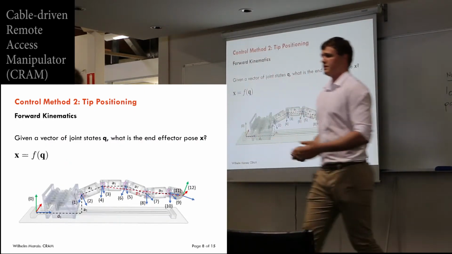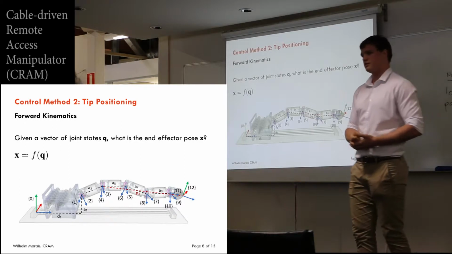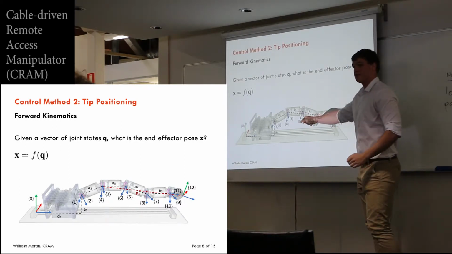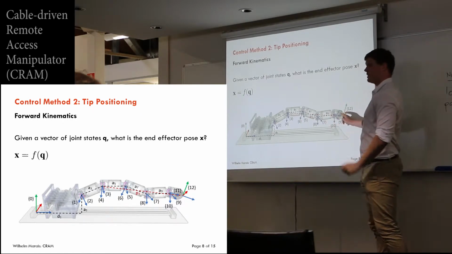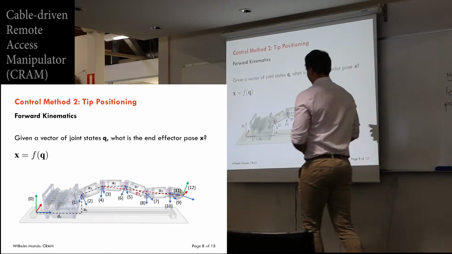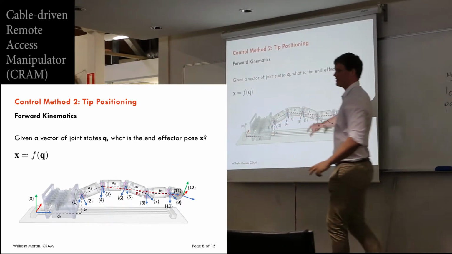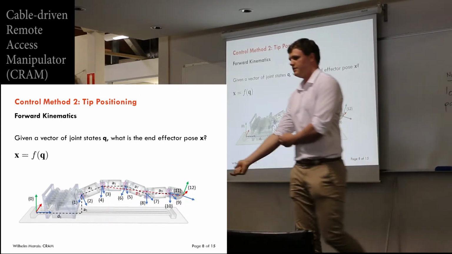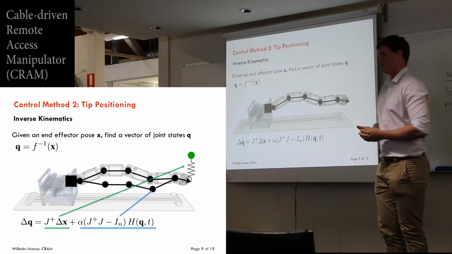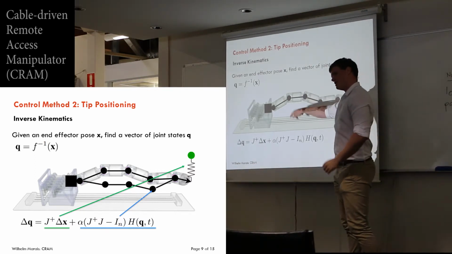The second control method is called tip positioning, and this can be split into two problems. The first is called forward kinematics, which says, if you know the state of each of the joints along the manipulator, can you figure out where the end effector is? The method I use is called DH parameters, which involves starting at the base of the manipulator and then translating and rotating along until you get to the end effector. The second problem in tip positioning is called inverse kinematics, which is, given an end effector pose, can you figure out how you should arrange all the joints to achieve the pose?